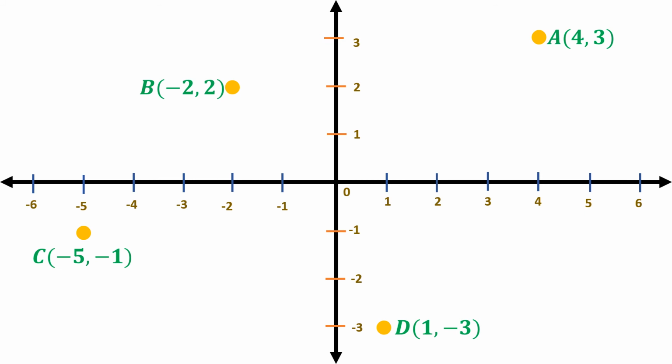Let's have another one. This one is known as E, (3, 0), because it's on the positive x-axis. It only has a distance on the horizontal but doesn't have a distance on the vertical. So once again, that is E (3, 0).